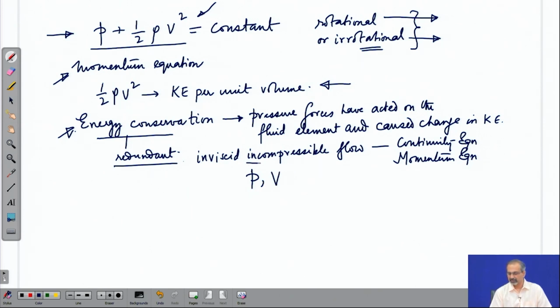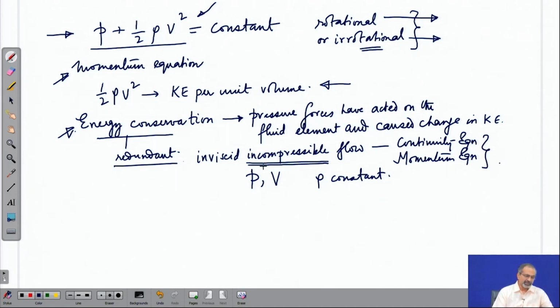Anyway, because it is assumed to be incompressible, that means the density is not changing with change in pressure. So, density is a constant. It can at most be a function of temperature, that we have discussed earlier. Therefore, we realize that in inviscid incompressible flow field only continuity equation and momentum equation are of importance.